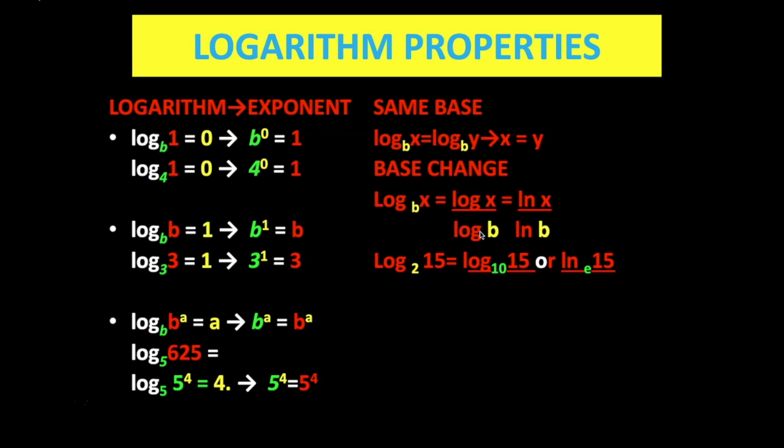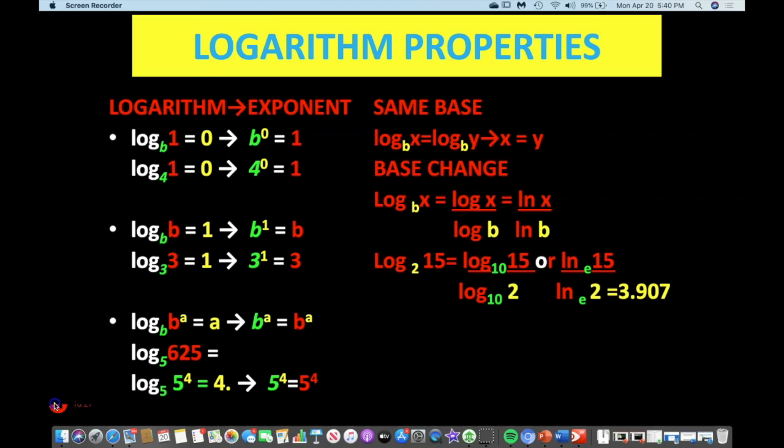To work this with a calculator, we really wouldn't know how to do it otherwise. You would have to do log base 10, that's on your calculator, of 15, divided by log base 10 of 2. So on your calculator, you'd hit log of 15 divided by log of 2. Here's what you'll get, 3.907. You could also do this with natural log, that other button on your calculator. You could do natural log of 15 divided by natural log of 2, and you would get 3.907.